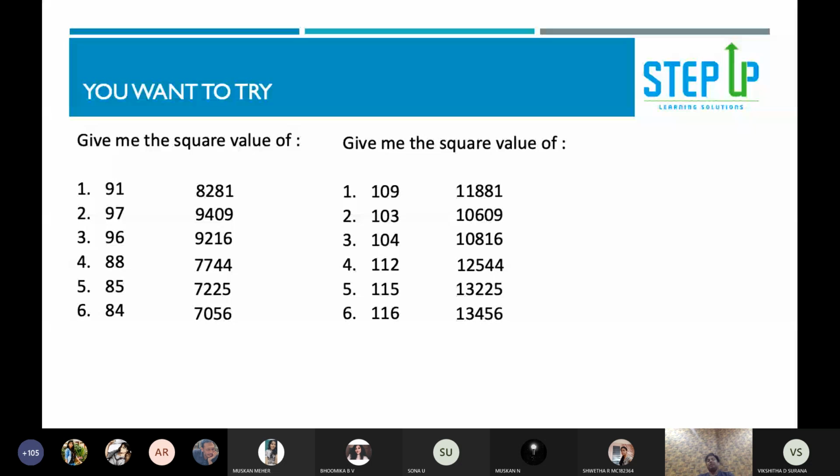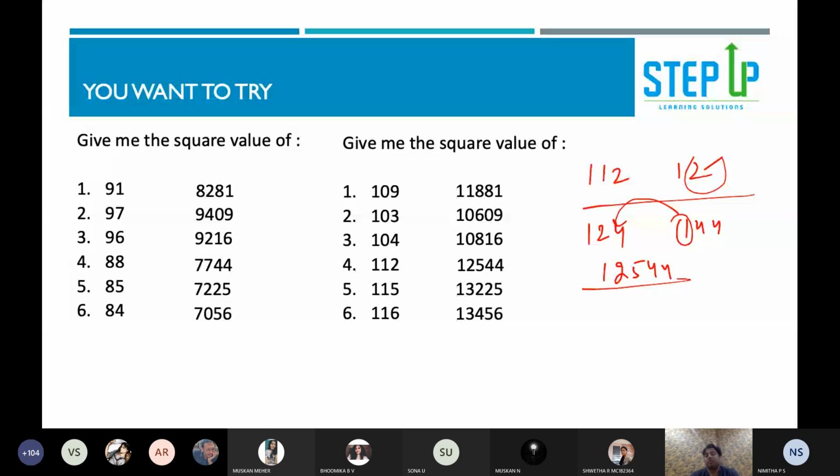Any more doubts in this, or we can go ahead? So for 112, can you calculate? Yeah. 112, how much more? 12. 124. 12 square is 144. Again, extra 1. We have to carry it here. It comes out to be 12544. Any doubt? No, sir. Okay.